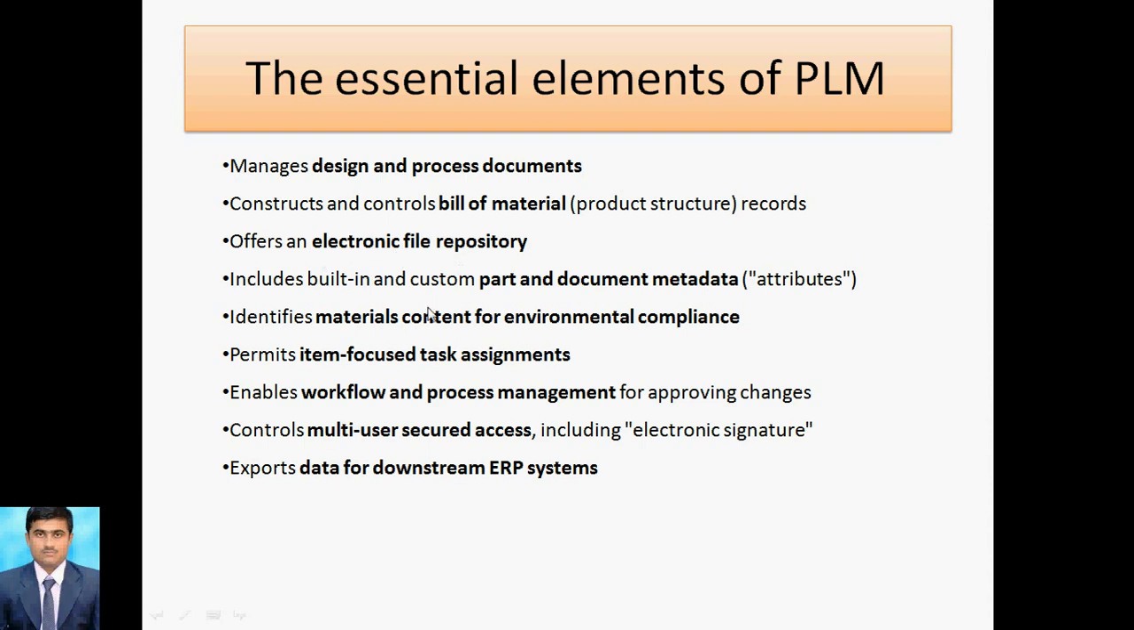Then next is custom part and document metadata, that is attributes. So here we can focus on part and document. Then it identifies the material content for environmental compliance. So according to environmental impact, we can select the number of alternatives, and then give them specific material content for environmental compliance.